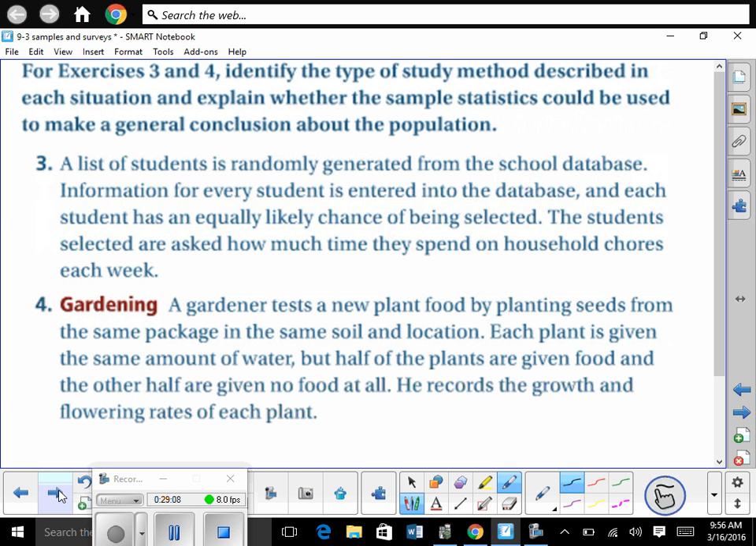If you can't tell me, then you didn't understand. So we're reading it. A list of students is randomly generated from a school database. Information for every student is entered into the database, and each student has an equally likely chance of being selected. So this would be, well, it's systematic, right? Every 10th student, but that's not where it's being asked what kind of study. And so it says the students selected are asked how much time they spend on household chores. Which type of study? Surveys. Does everybody understand?